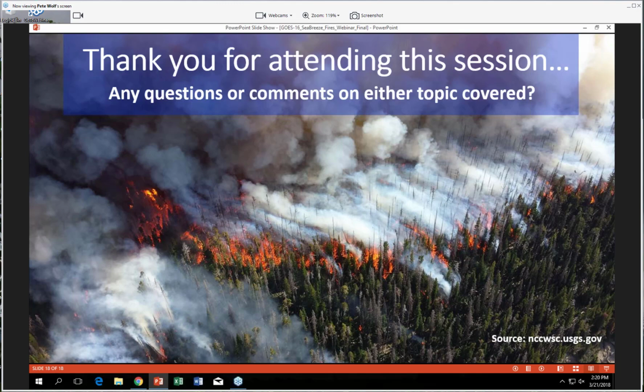I'll tell you though, it is really fascinating to watch the RGB show the hot spot and then immediately see the smoke plume after that. Even for small fires, I think that's pretty impressive. Yeah.